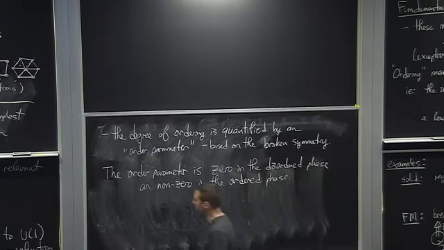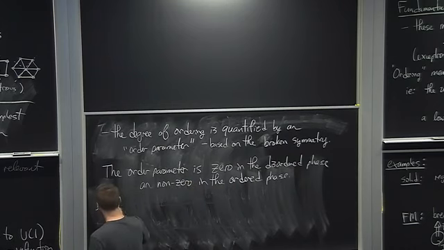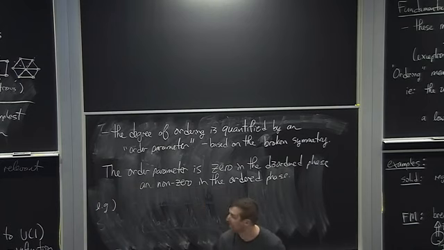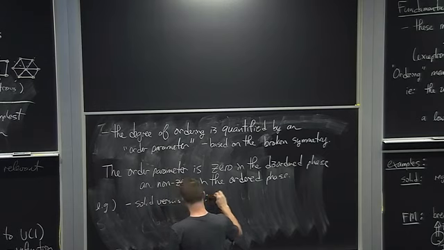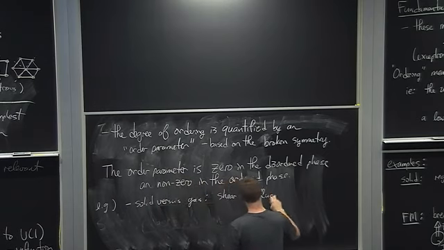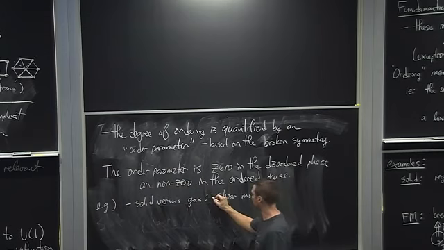So again, just keep with our examples, because I'm going to drop these soon. Solid versus gas. Like I said, there should be an order parameter that distinguishes them. And in this case, it'll be a shear modulus. Or it could be a structure factor.